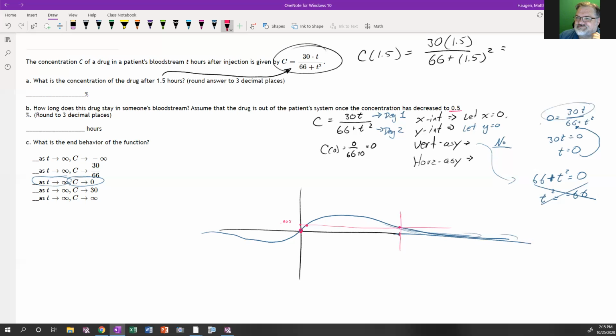How do we find that? Well, we just set this thing equal to 0.5. I guess if that concentration is in percent form, it would be just 0.5. Yeah, concentration is automatically percent. Okay, so we just got to set that equal to 0.5.